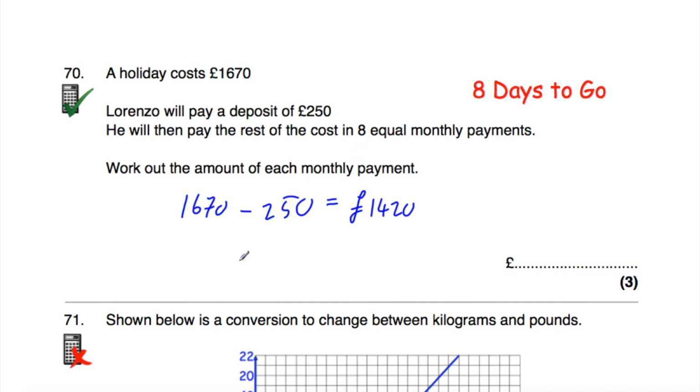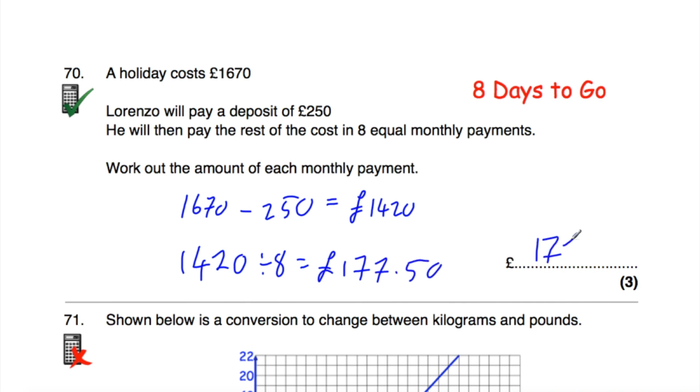And then we just need to divide by 8, and if we divide that by 8, it'll tell us how much each one of the monthly payments is. So if we do 1,420 divided by 8, that's equal to £177.50p. And let's just check that. If we times that by 8 and add on the deposit, we get that's equal to 1,670.